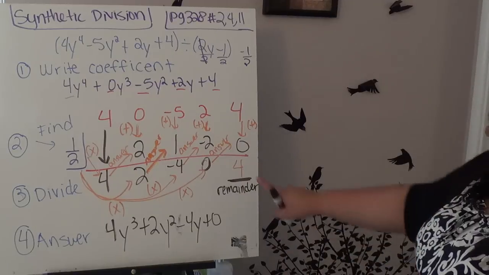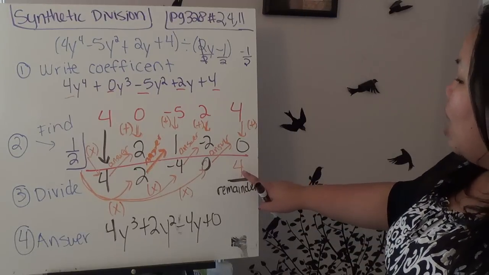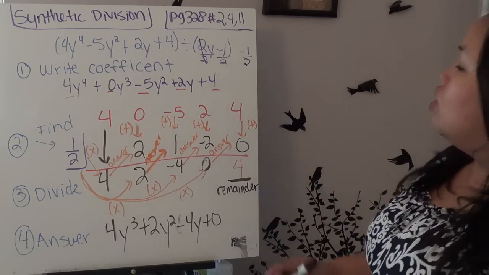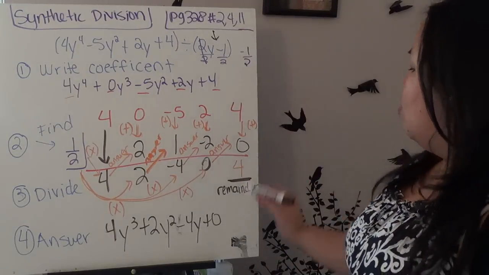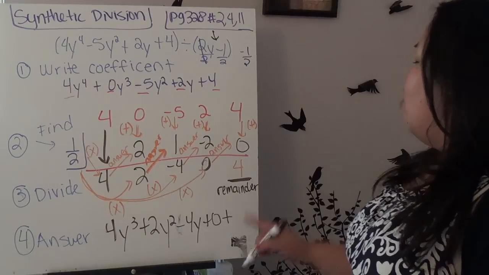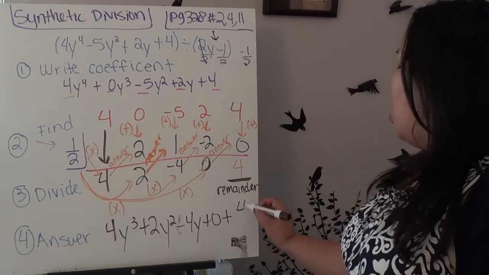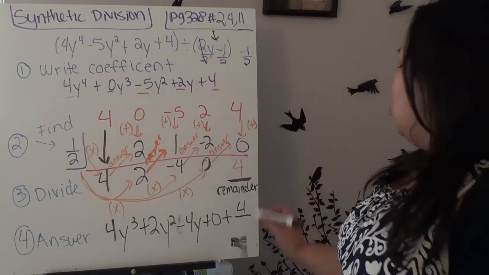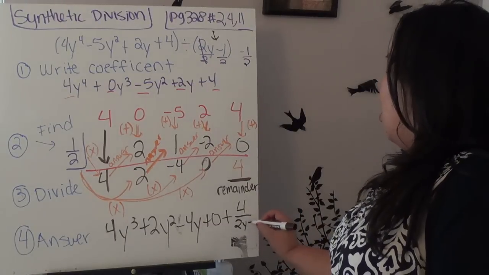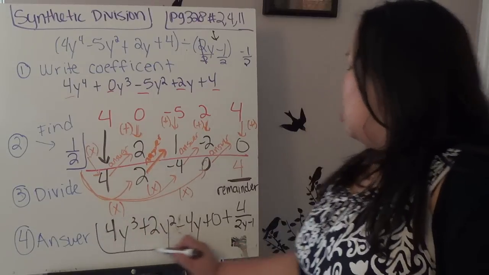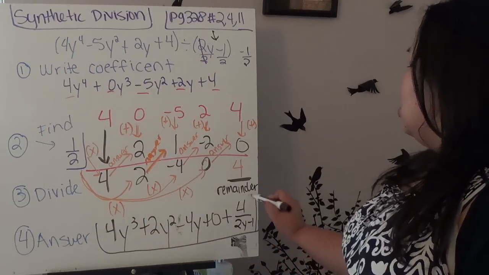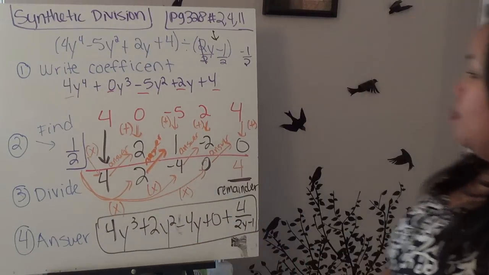Okay? So what that means is that the remainder has to go back onto this original equation right here. So instead of writing remainder 4, I'm going to put 4 over this equation, 2y minus 1. And this is indeed my answer.